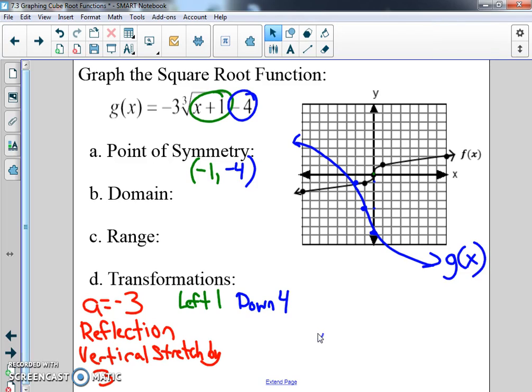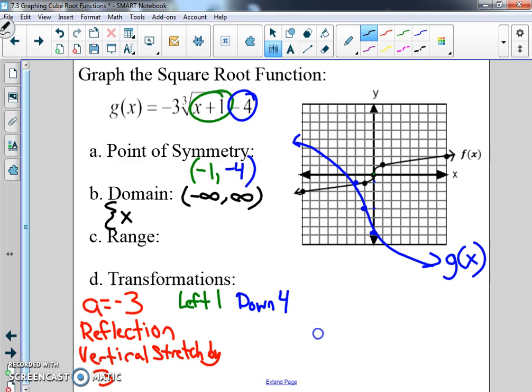The only thing we have to do now is our domain and range. Again, nothing has changed. We're still going to cover all x values. We're still going to cover all y values. So our domain is negative infinity to positive infinity. Or I can say the set of all values for x is from negative infinity being less than x, which is less than infinity.